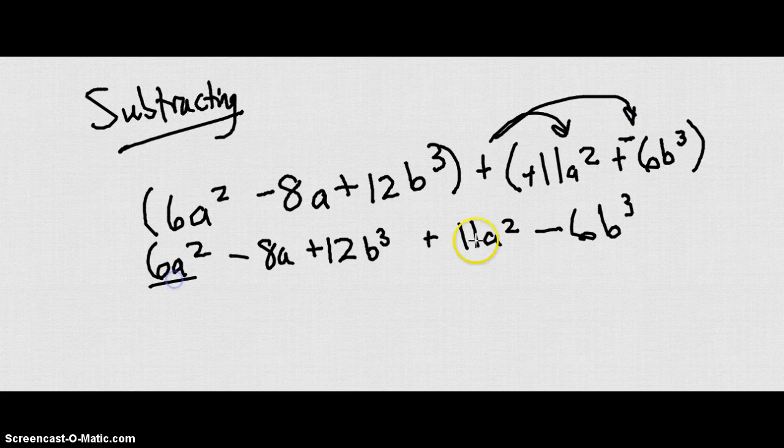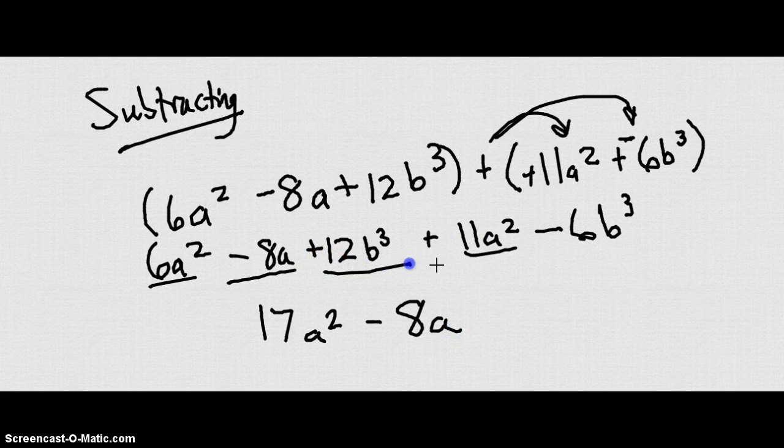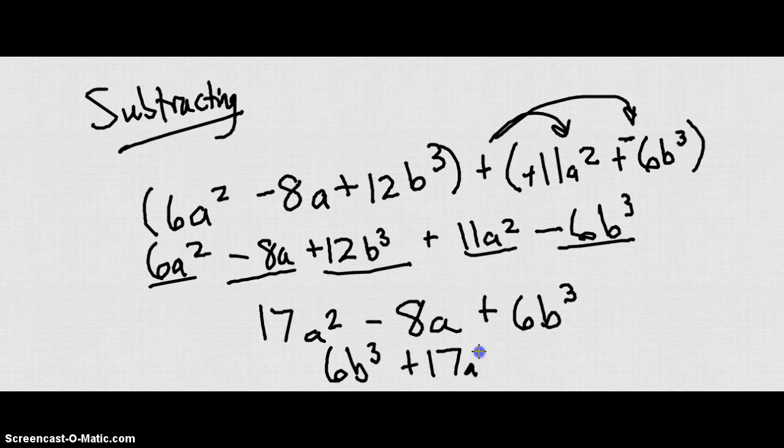So we have 6a squared and 11a squared to give me 17a squared. Negative 8a is the only term like it. And then 12b cubed and negative 6b cubed are going to give me 6b cubed when I subtract 6 from 12. If I put these in descending order, the b cubed has the highest power. It's going to come first. And then the 17a squared, and then finally the 8a.